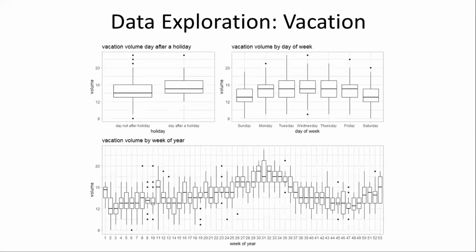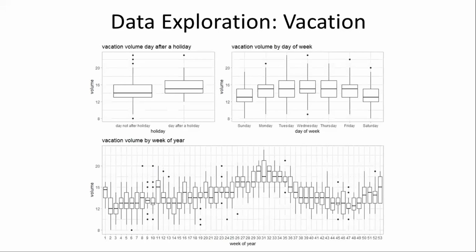To give you a sense of the data analysis that went into the forecasting, let's look at some example plots. The plots on this slide all correspond to the historical absences due to vacation. On the upper left, this plot shows us that the volume of absences due to vacation tends to be higher on days immediately following a holiday as compared to all other days in the calendar year. The plot on the upper right shows how absences due to vacation tend to vary by day of week. Here we can see that the volume of absences tends to be somewhat lower on the weekends as compared to weekdays.